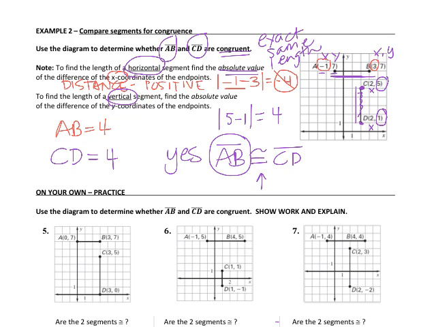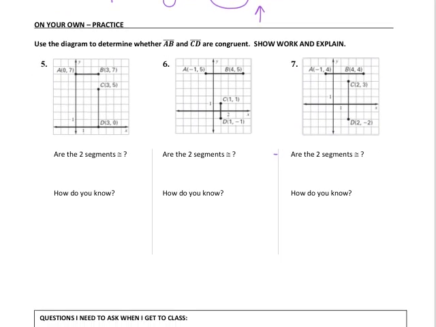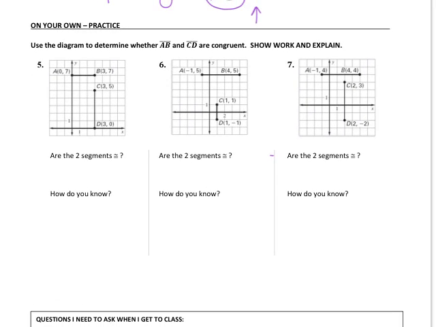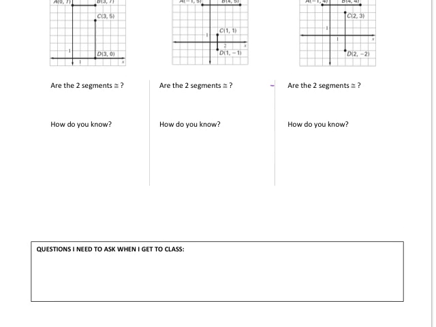So in the next 3 problems, I need you to do the same kind of work. Show your work at the bottom underneath each one of these graphs here. Are they congruent? And how do you know if they are congruent? And you can show your work. Make sure that you explain. There is some room down here at the bottom of the page in case you want to ask a question about something when you get to class.